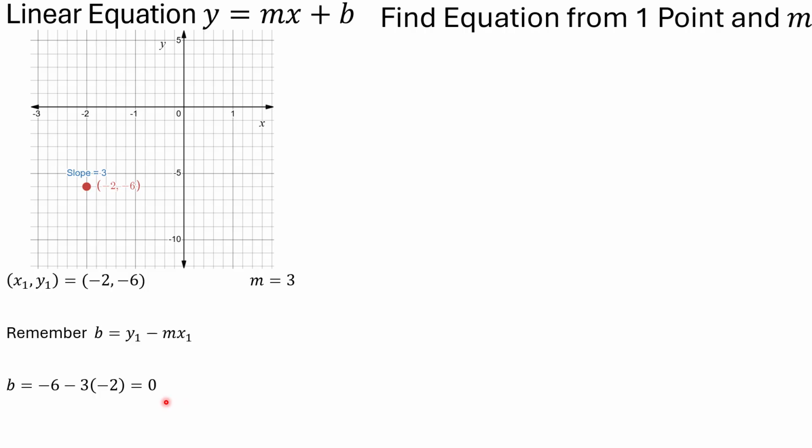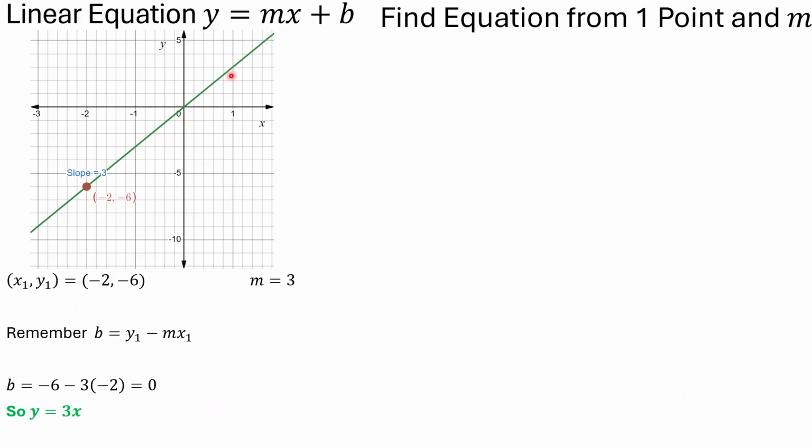What does a y-intercept of 0 mean? Well, a y-intercept of 0 means that on the y-axis, it's going to intersect at 0. So it's going to intersect at the origin. One thing that's interesting: our equation is y equals our slope 3x plus 0, so we just write this as y equals 3x.